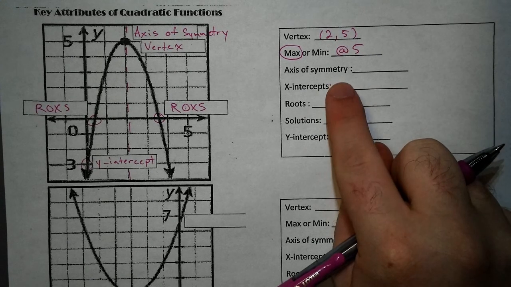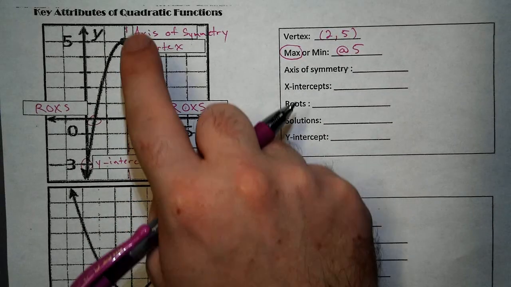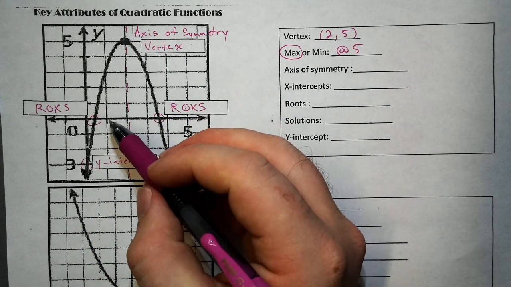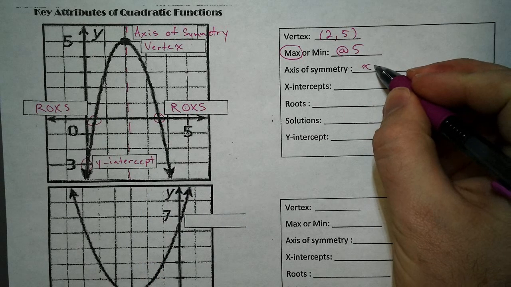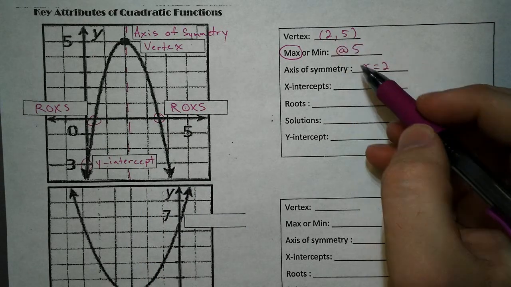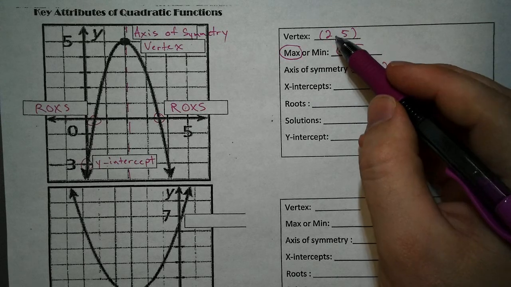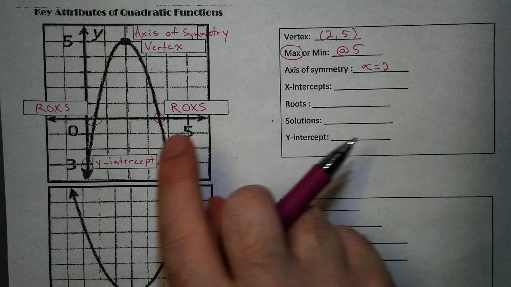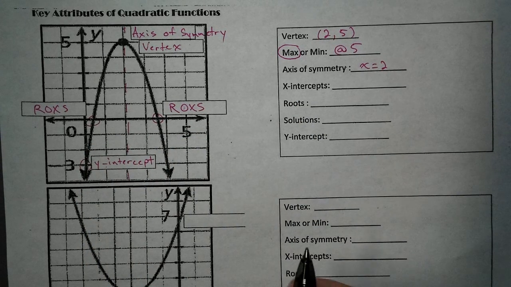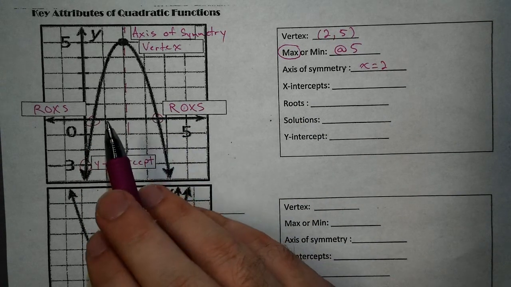Axis of symmetry, remember it's going to split your graph in half, go through the vertex, and it's at the x value of the vertex, x equals 2. If you already have the vertex, the axis of symmetry is always going to be x equals whatever this x value is.